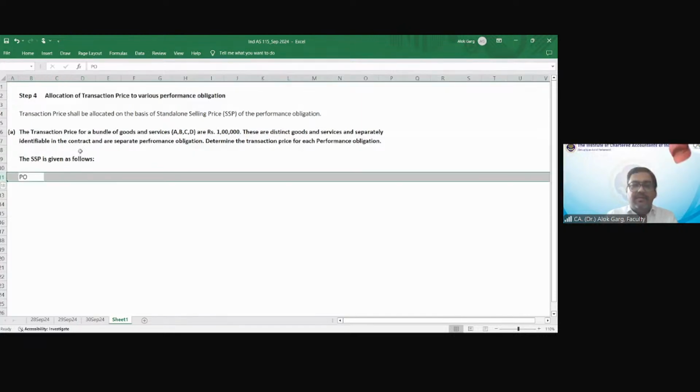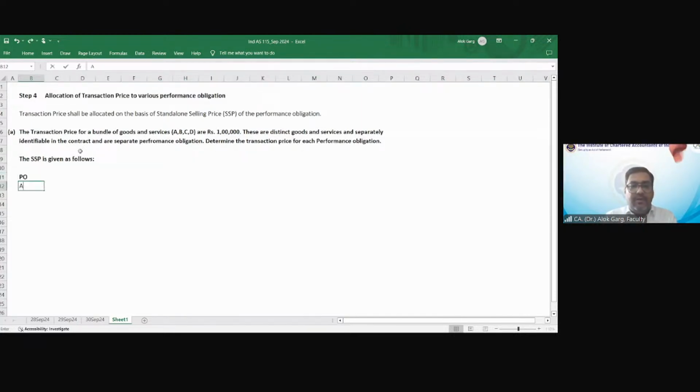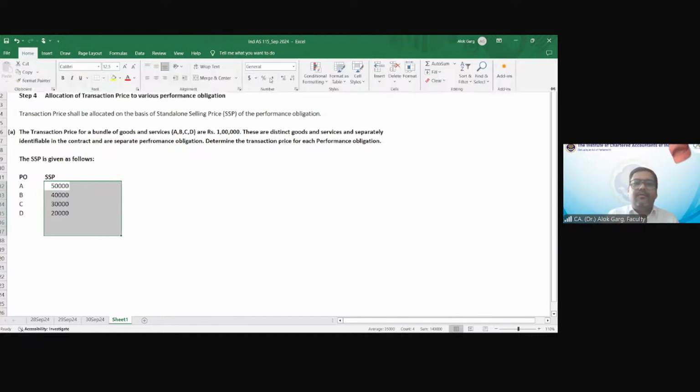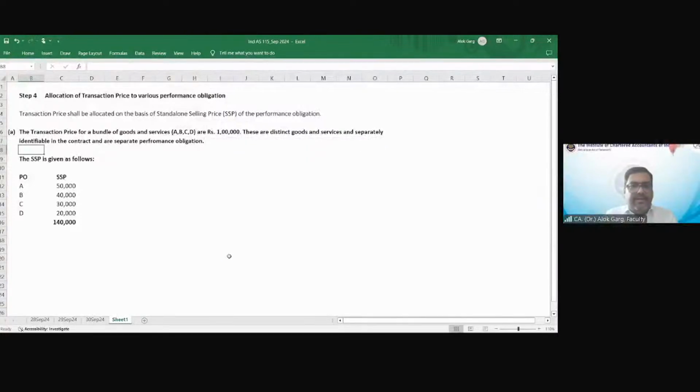My performance obligation, my PO. What is my PO? A, B, C, D. These are the 4 goods. SSP is given in the question. I'm writing down what the SSP is: 50,000 rupees, 40,000, 30,000, 20,000. This is the standalone selling price. So for each good and service, write it here.